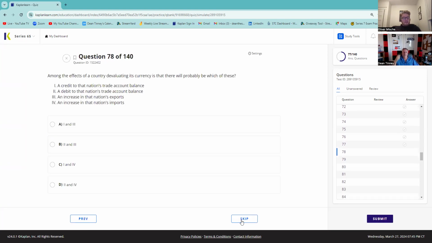Among the effects of a country devaluing its currency is that there will probably be which of these? I kind of like it. I think you're going to get this because you demonstrated some expertise in a previous question. So let's see if that plays out in this version of that question.